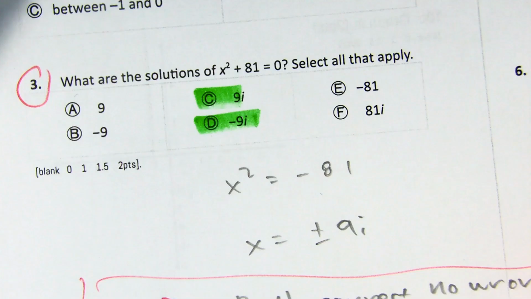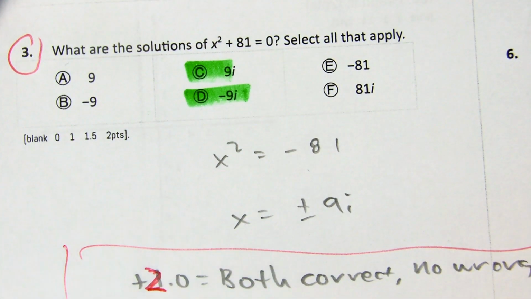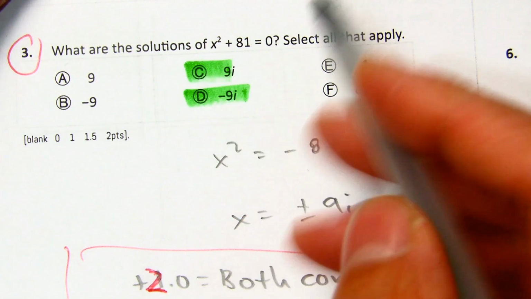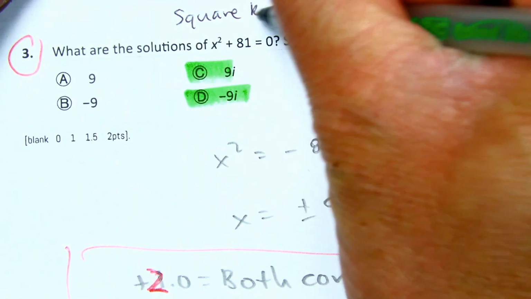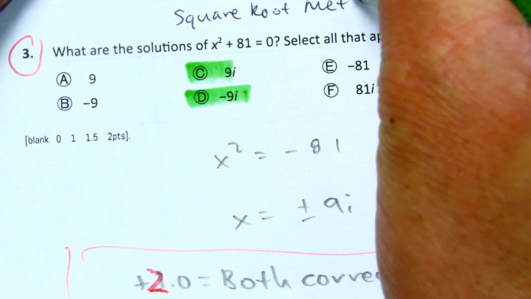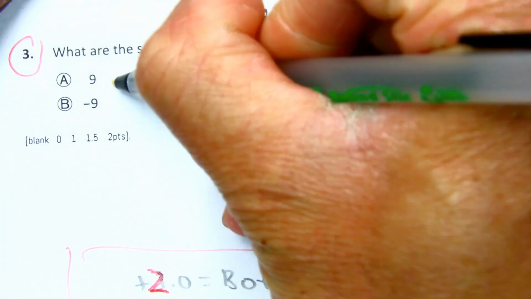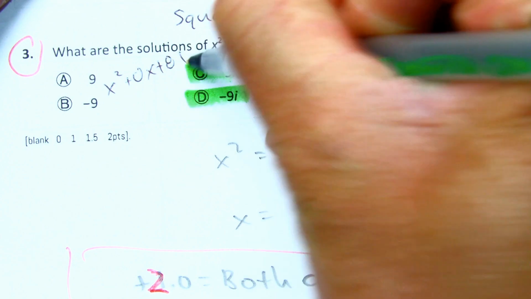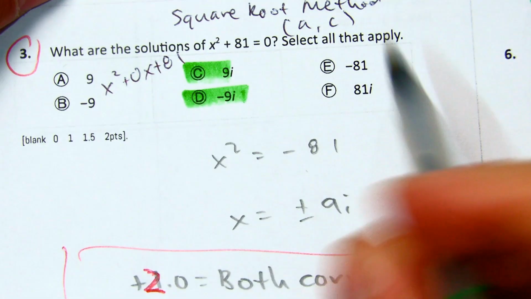Number 3, what are the solutions of x squared plus 81 equals 0? And I chose to solve this by the square root property, or the square root method. And this works when you have an A and a C. So you could use factoring, and you can just do A as 1, C as 81. You can do that. But I chose to use square root.